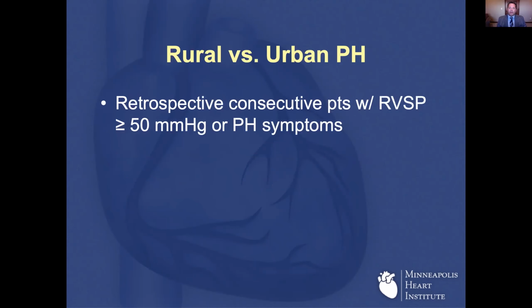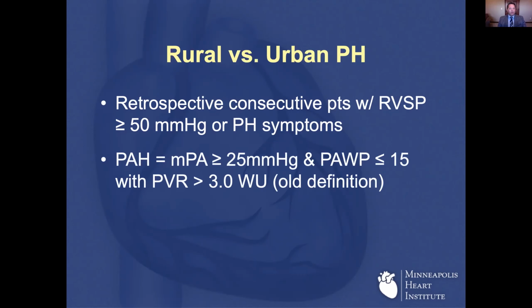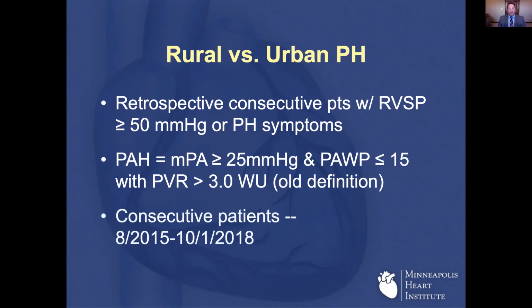We did a retrospective review of consecutive patients with elevated RVSPs, either greater than or equal to 50 millimeters of mercury, or if they were referred to our cardiovascular clinic with PH symptoms. We defined PAH as a mean PA pressure of greater than or equal to 25, with a wedge less than 15 and a PVR greater than 3.0 Wood units, which is the old definition reflecting that this study was started a couple years ago. And we looked at consecutive patients from August 2015 till October 2018.